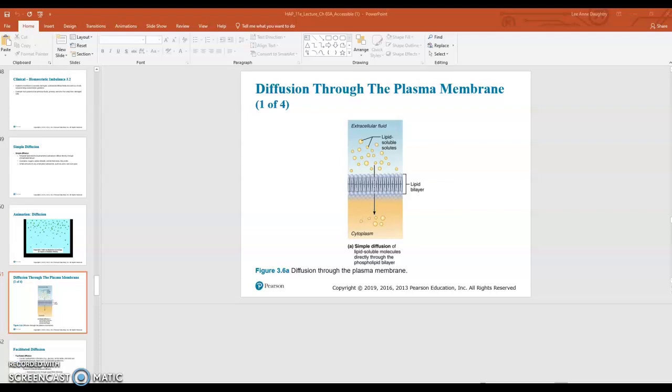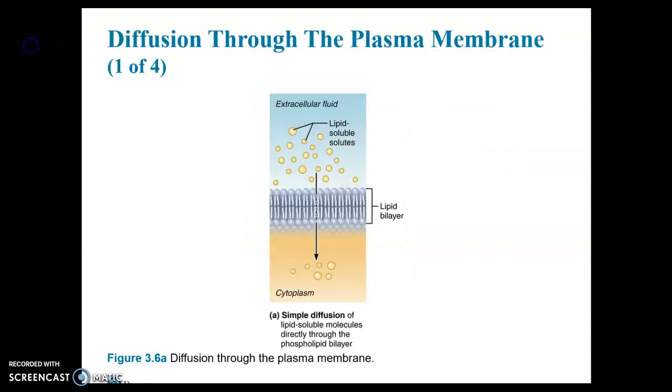This is the last recorded lecture for Set A in Chapter 3. I went back a little bit to a slide that we've already seen, but I just want to review with you the passive transport through the plasma membrane, through the phospholipid bilayer.